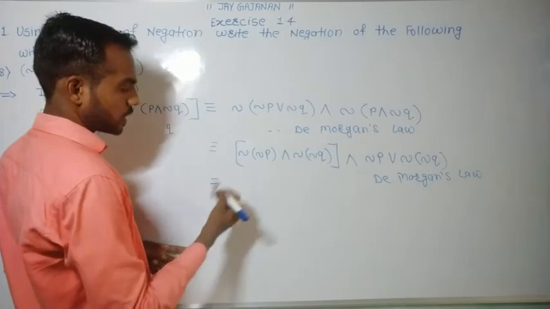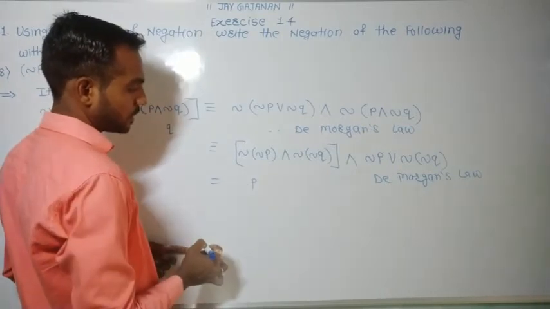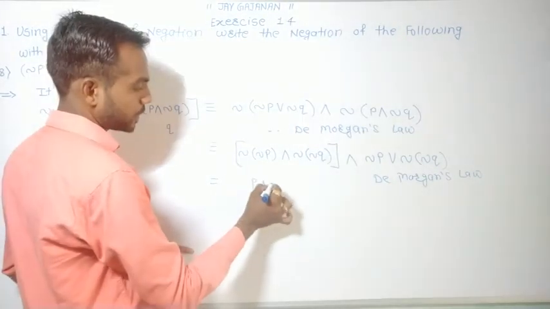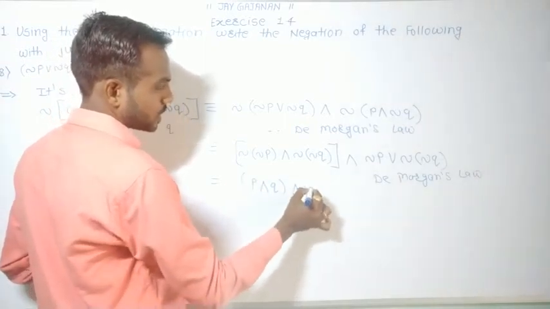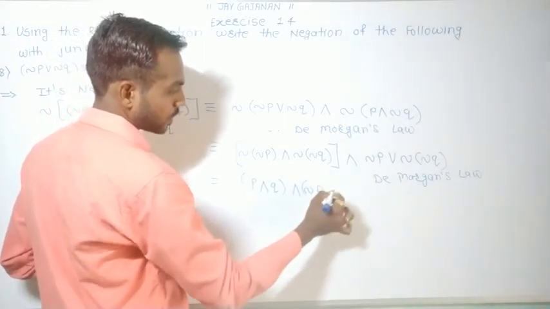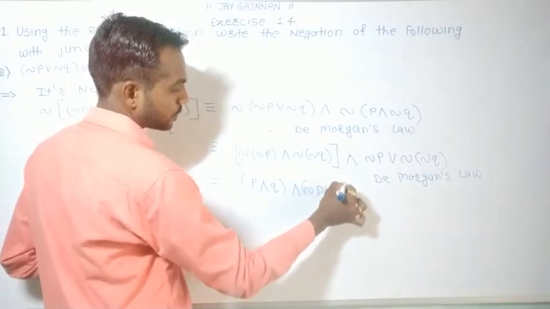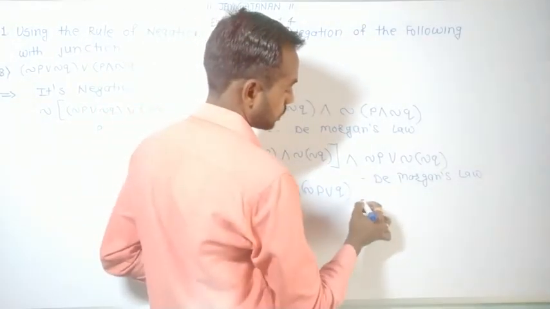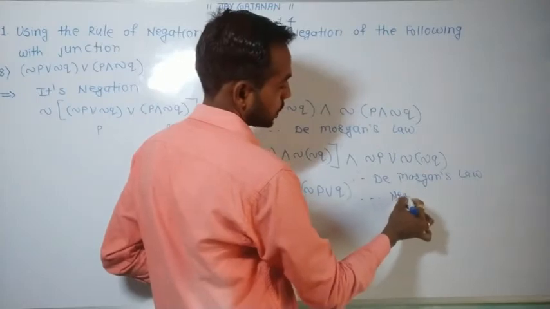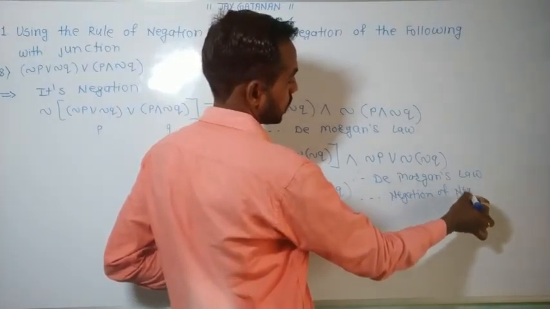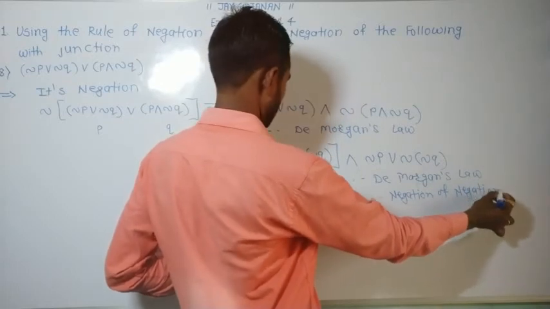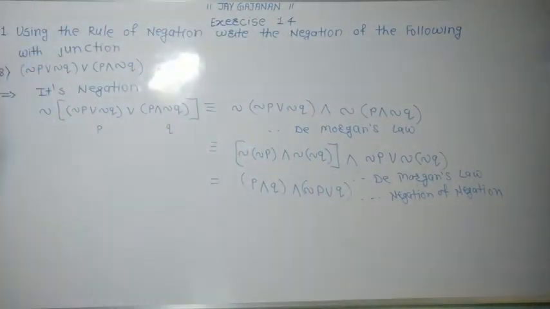Negation of negation gets cancelled, which means we will get P and Q and negation P or Q. Negation of negation. Okay.